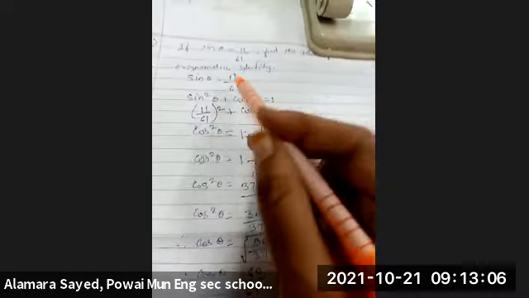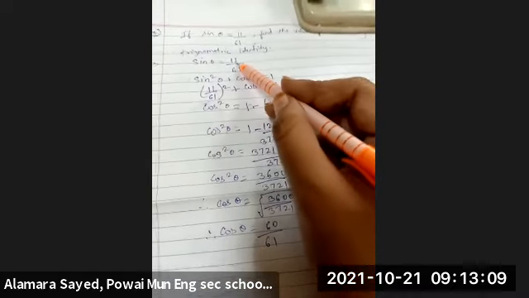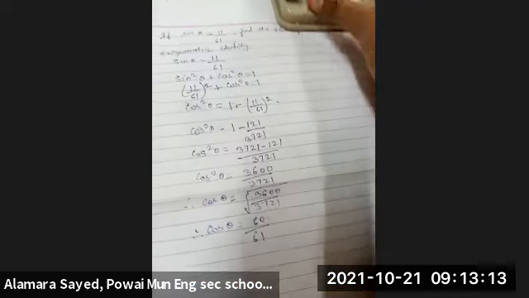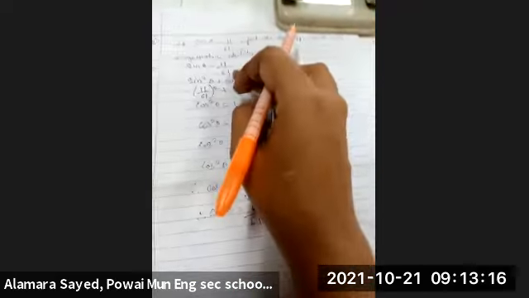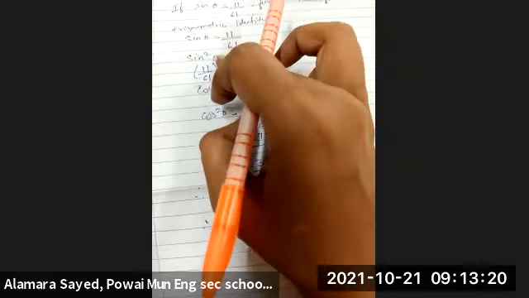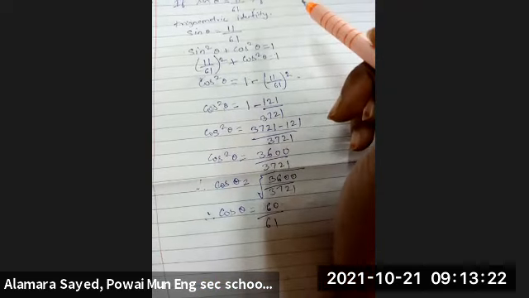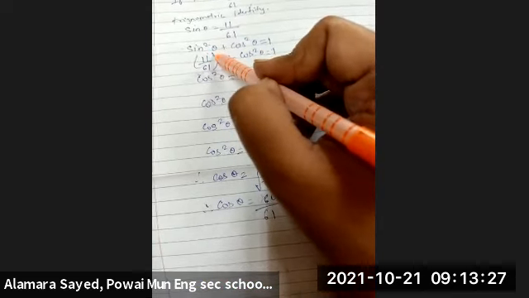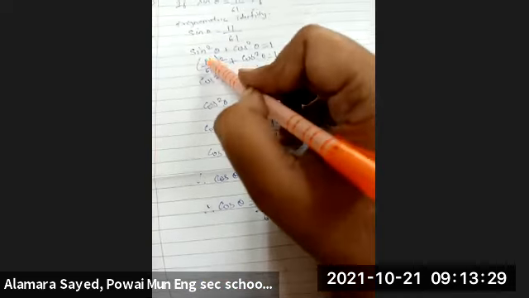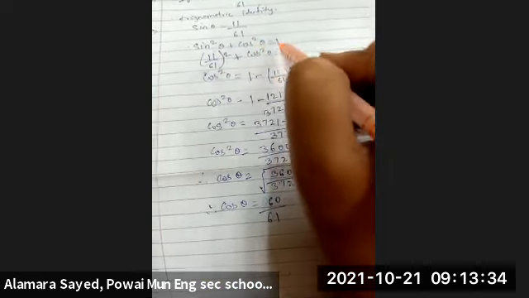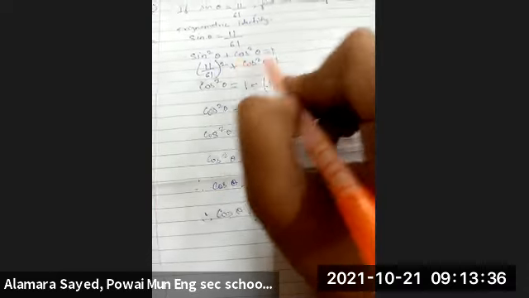Now see again, sin theta is equal to 11 upon 61. This ratio is given, and you have to find the value of cos theta using trigonometric identity. So for this, use the identity where we will get both sin as well as cos. Sin square theta plus cos square theta is equal to 1. So by using this identity, you can easily find the value of cos.